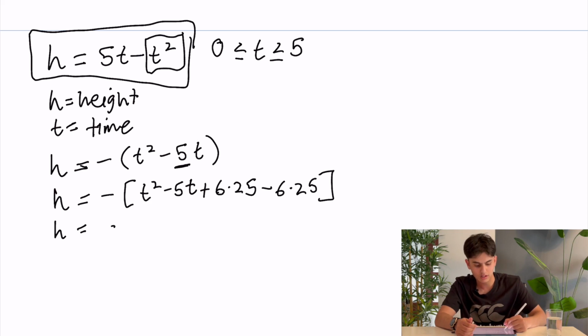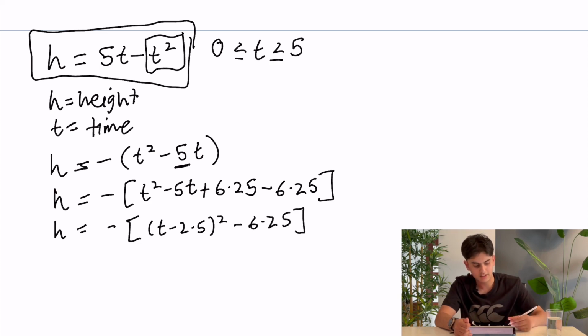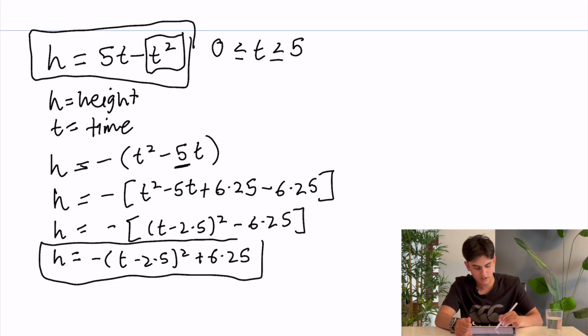Then all we have to do is convert it to turning point form here, and we're going to complete the square. So it'll become t minus 2.5 squared, and then we have our minus 6.25. And then all that's left is to take out the minus. So it's going to be minus t minus 2.5 squared, and then minus negative times negative is positive, so plus 6.25. And that's our equation in turning point form.